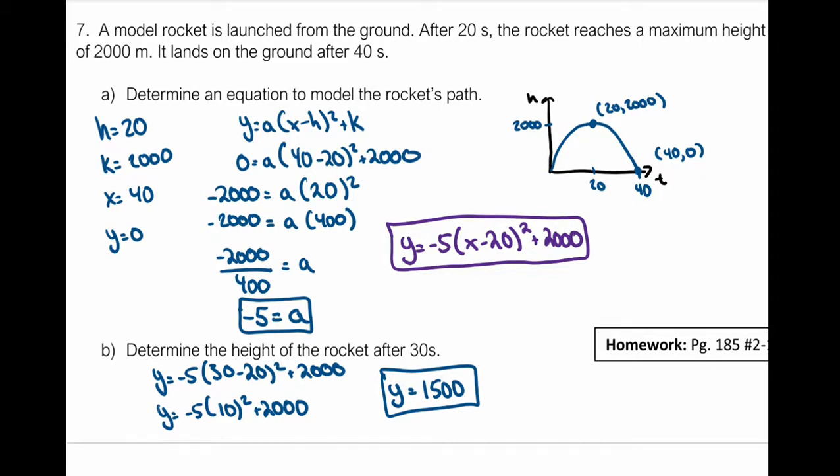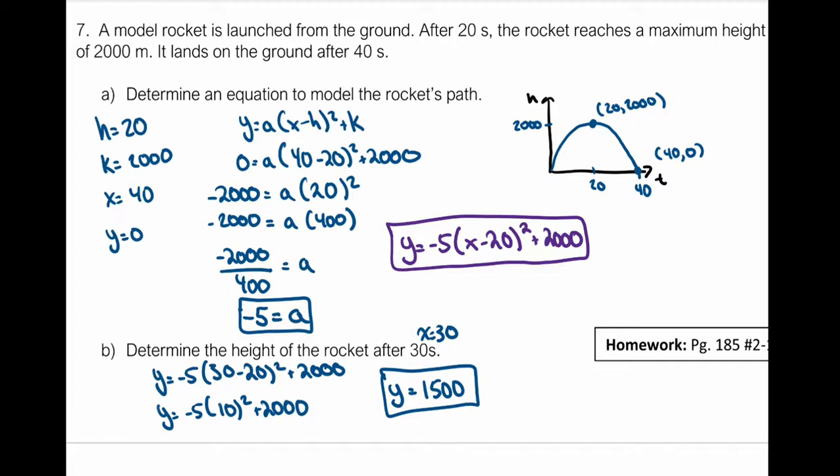We can then use that equation in B to find the height of the rocket after 30 seconds. The time represented the x value, so instead of x, I can sub in 30. So this is basically saying x equals 30. And then I can solve for y, or the height. By doing that, I should have found that I have a height of 1,500. So that means that after 30 seconds, the height of the rocket is 1,500 meters.